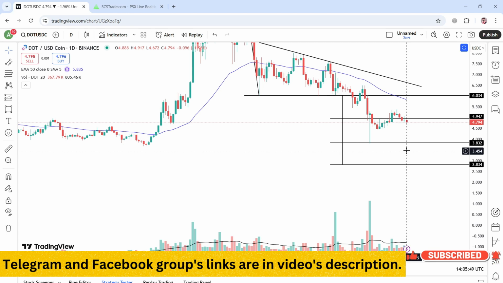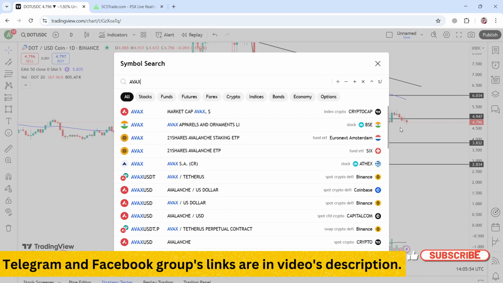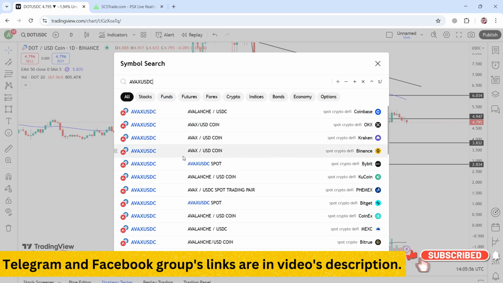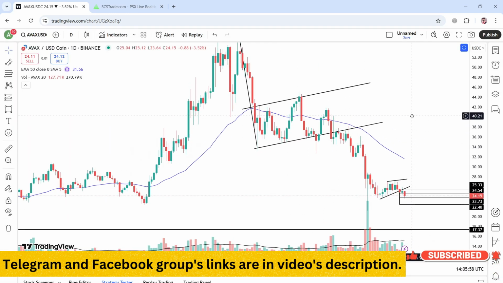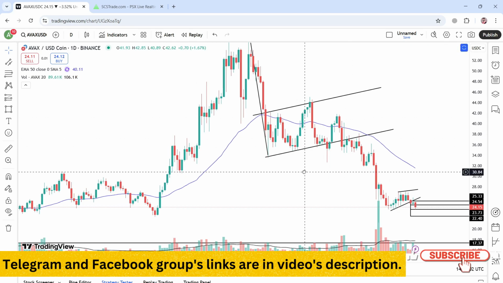The next coin is AVAX. So I need to open the chart for AVAX against the USDC. I have opened the chart of AVAX, and now I will discuss it on the 1 day time frame.